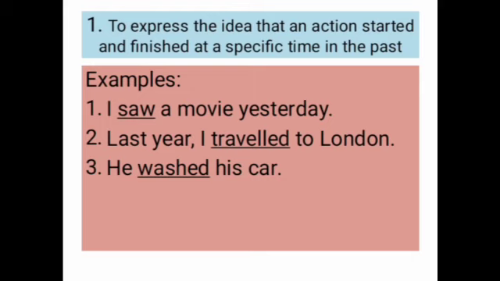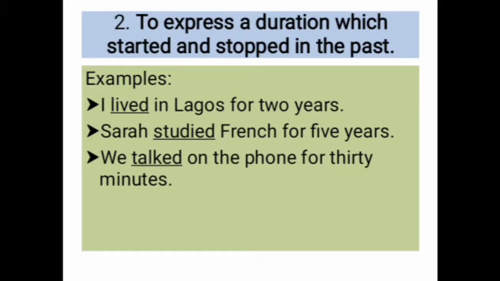He washed his car. What's the verb? Washed, and it's in the simple past because it was accomplished at a specific time in the past. Okay, so that's the first use of the simple past tense. What is it? To express the idea that an action started and finished at a specific time in the past.